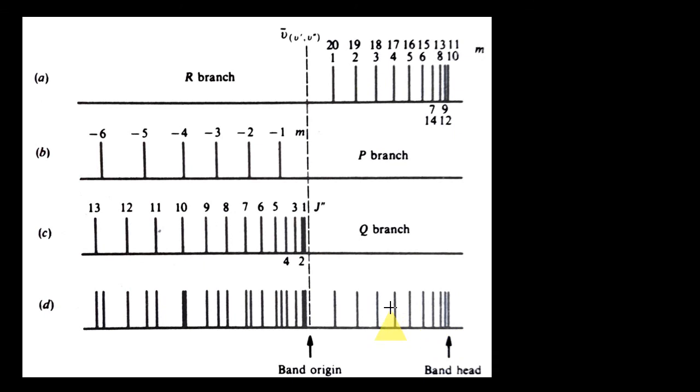So this is how the entire spectrum will look. I hope you understood these things. This is the P, Q and R branches of the rotational fine structure of the electronic spectrum.